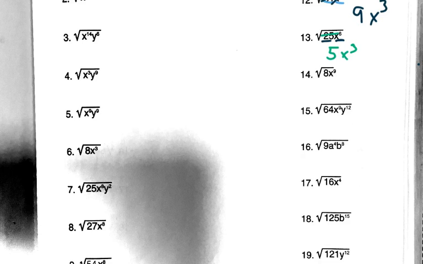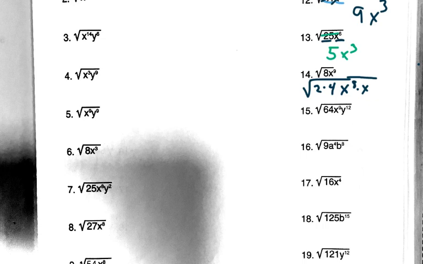Take a look at number 14. Okay, here's where I have to do a little bit of work because I do not have a perfect square in 8, and x to the 9th has an odd exponent. So I got to factor again. So that's going to be 2 times 4 times x to the 8th times x.